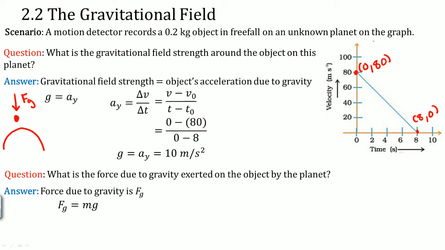Force of gravity is defined by m times the gravitational field, which is g. Plug in the values, and you get 2 newtons. That is how much gravitational force is being exerted on this object.